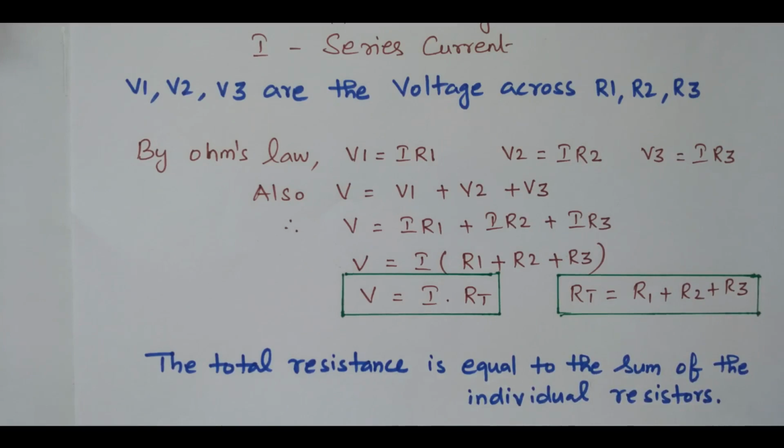So in this series combination, the first important point is that the current is equal, the same amount of current is flowing. The sum of the potential drops across each resistor is the total potential.